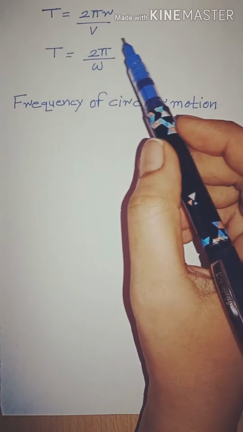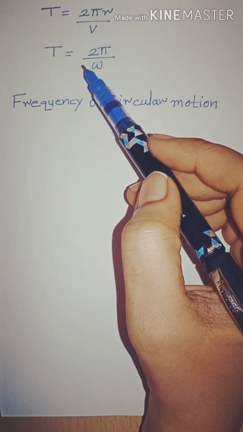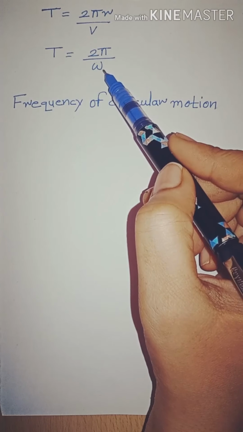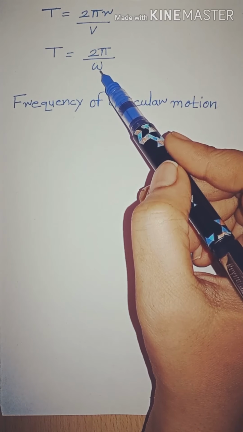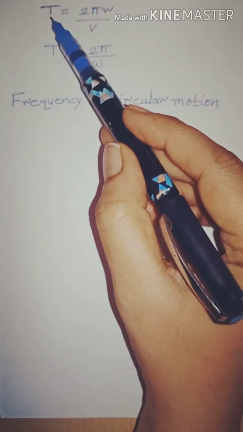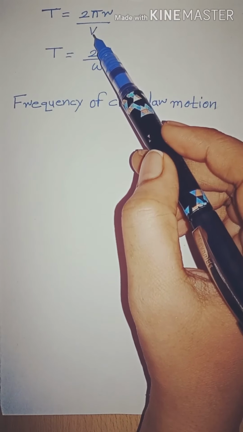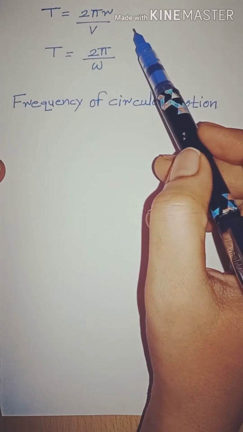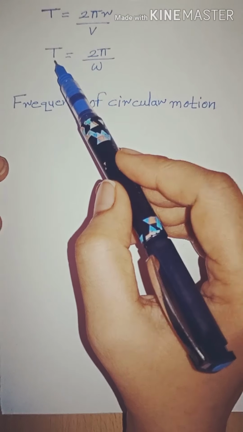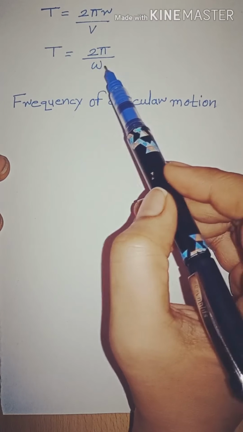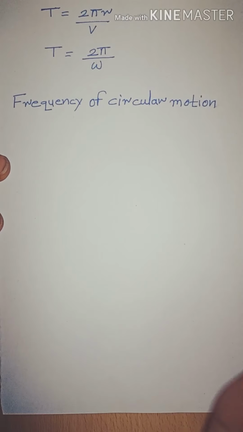We have studied the equations for period of circular motion in terms of linear velocity and in terms of angular velocity. The first equation is T is equal to 2 pi r upon v, where v is the linear velocity. The second equation is T is equal to 2 pi divided by omega, where omega is the angular velocity.